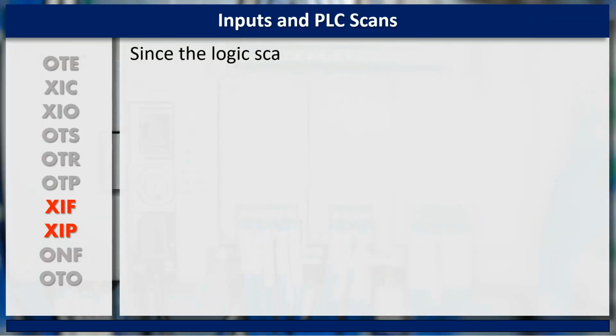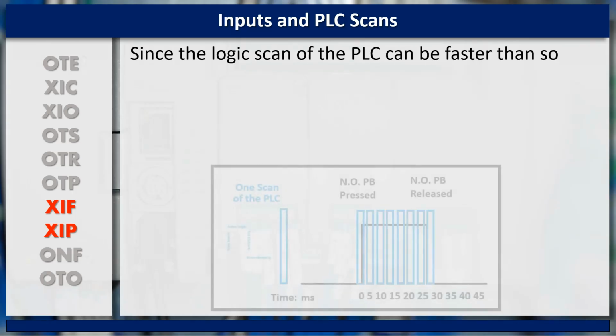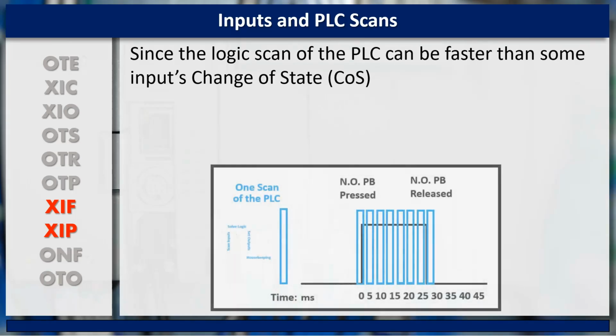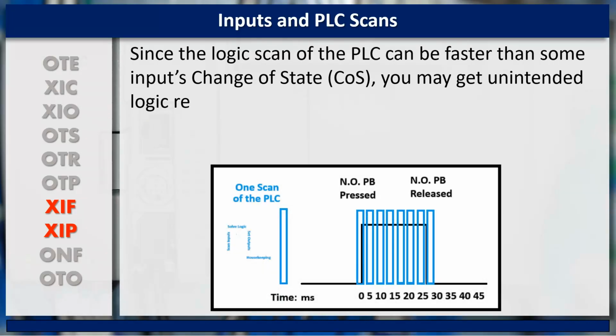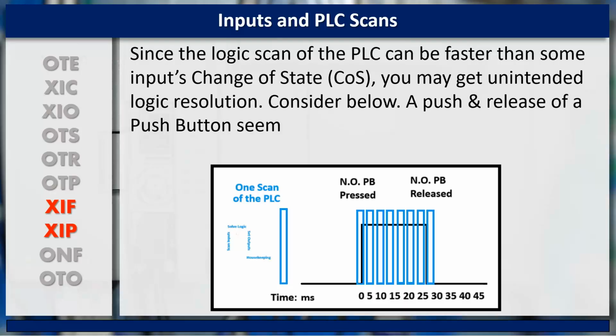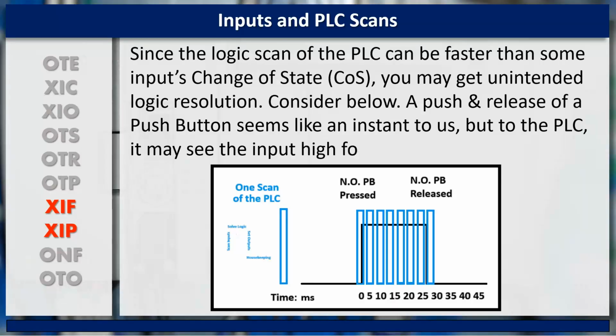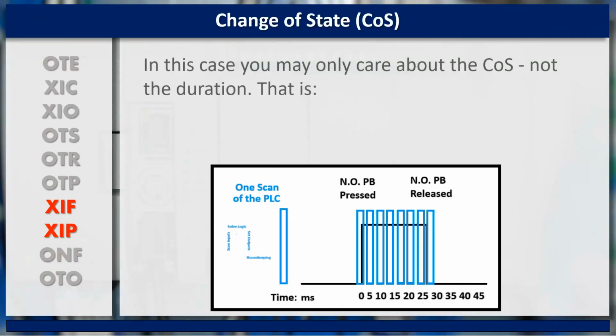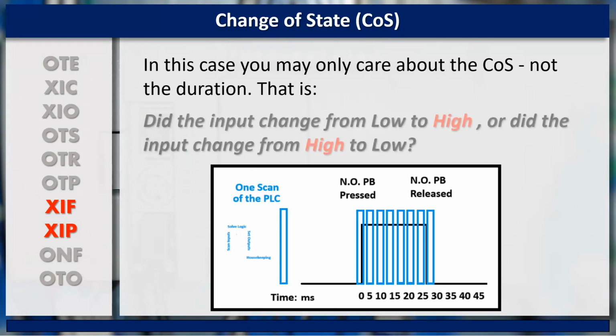Since the logic scan of the PLC can be faster than some inputs' change of state, you may get unintended logic resolution. Consider below. A push and release of a push button seems like an instant to us, but to the PLC, it may see the input high for many scans, like the 8 scans shown. In this case, you may only care about the change of state, not the duration. That is, did the input change from low to high, or did the input change from high to low?